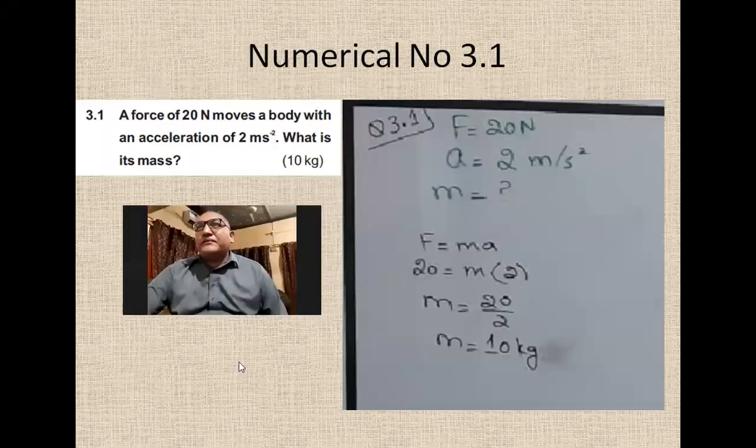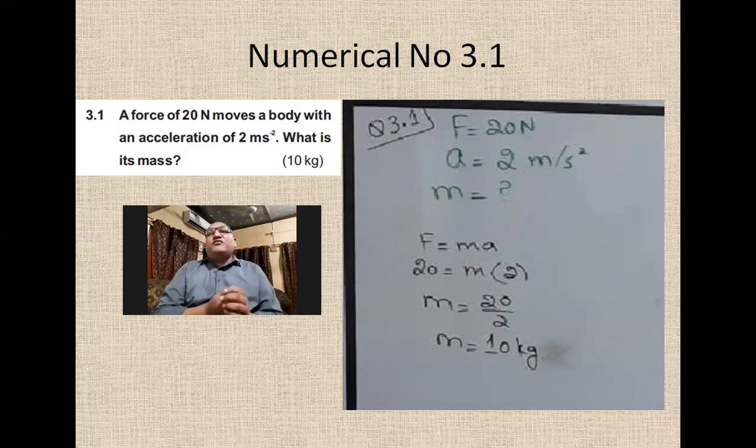So here we go. The first numerical, number 3.1. This is the word problem or story sum, you can say. A force of 20 Newton moves a body with an acceleration of 2 meters per second square. What is its mass? According to Newton's second law of motion, a very famous mathematical equation, F equals ma. So you know the force, that's 20 Newton. You know the acceleration produced, that is 2 meters per second square, and the mass is the question.